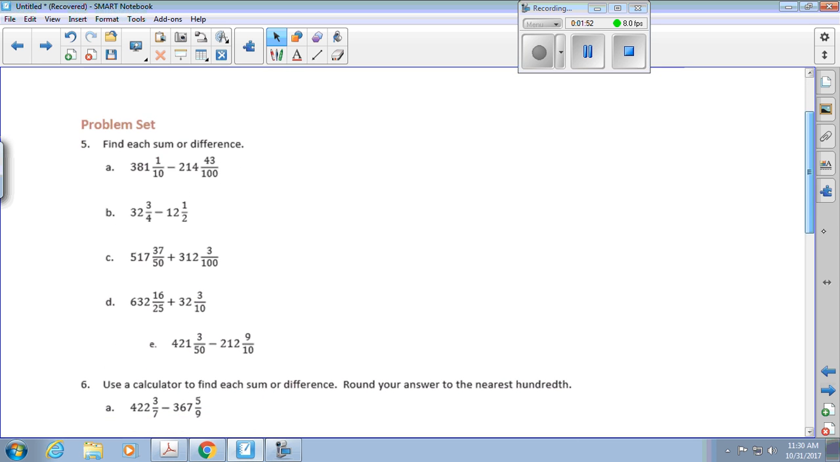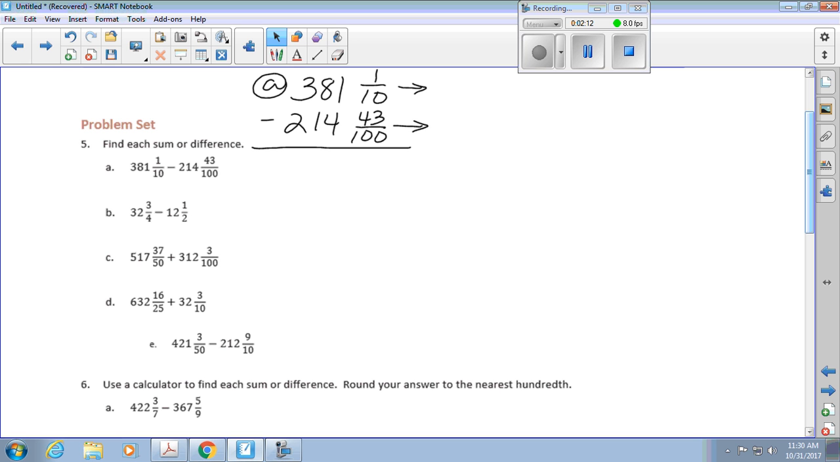All right. So, we have, for example, question A here, which we'll do together. So, we have 381 and 1/10. And we are subtracting 214 and 43 hundredths. Right? We want to turn these into decimals. So, how would I write 1/10 as a decimal? Cam? 0.1, right? So this first place past the decimal point is our tenths spot. So we are going to put 1/10 there. And then 43 hundredths.